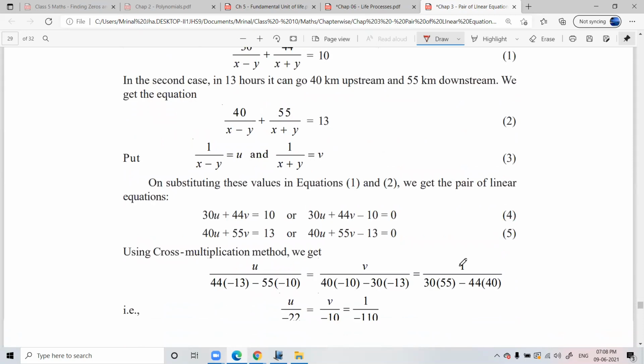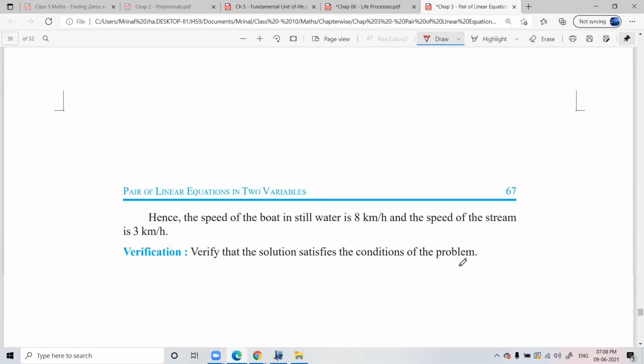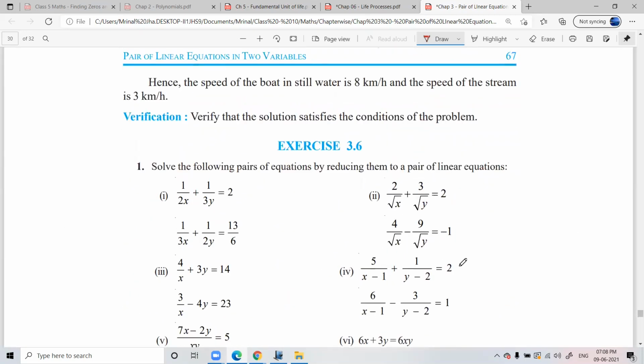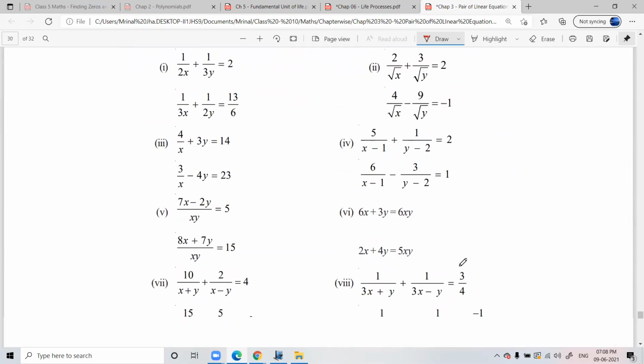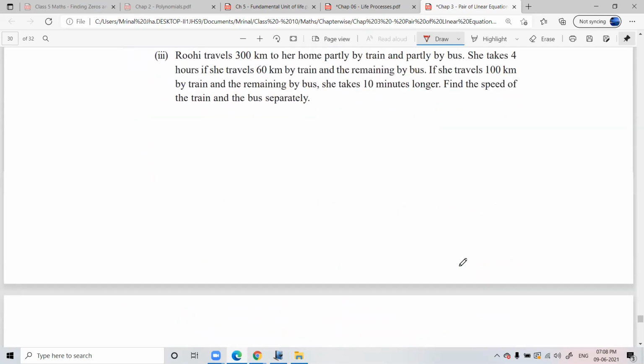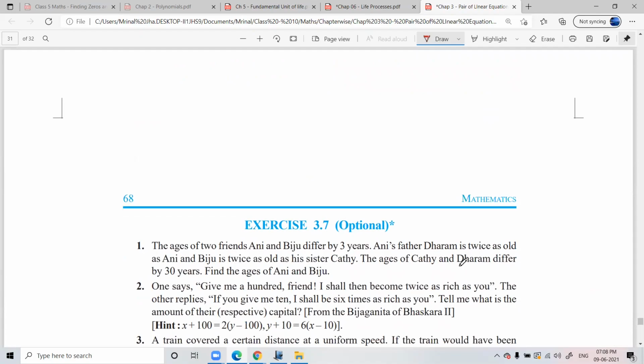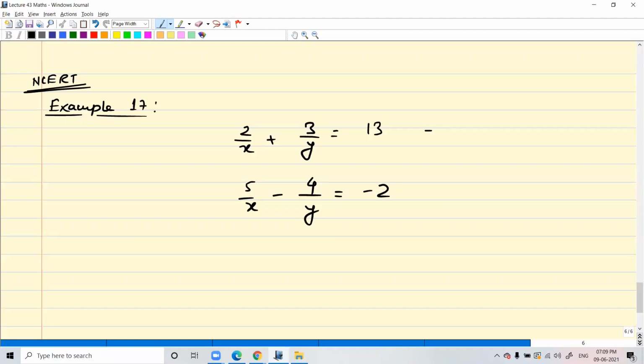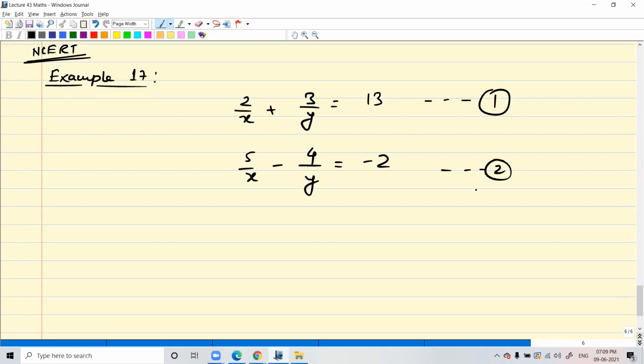Exercise 3.6, right? And the examples before that. Yeah. So don't think that this is difficult. It's a very easy question. Okay. Very, very easy questions. So these are our 2 equations. Do they already look like the pair of linear equations? No, right? They don't look like it.